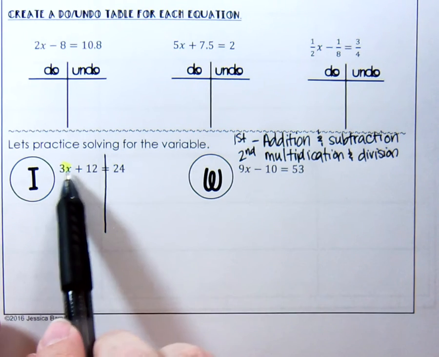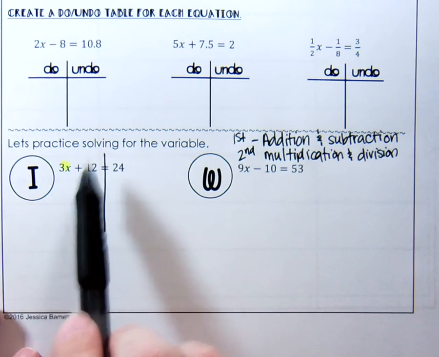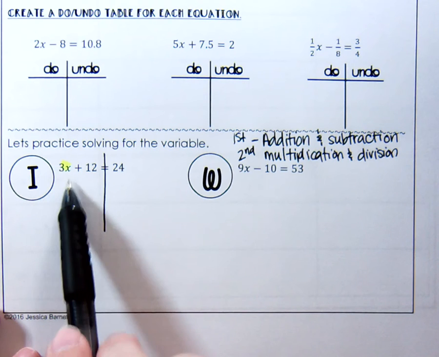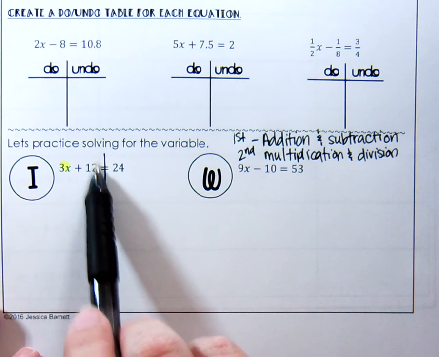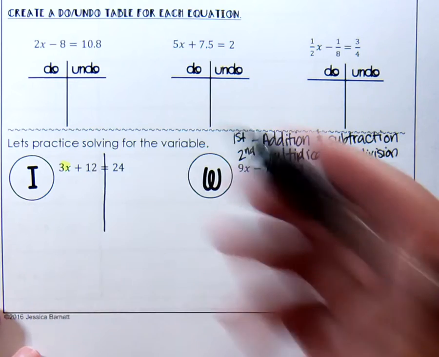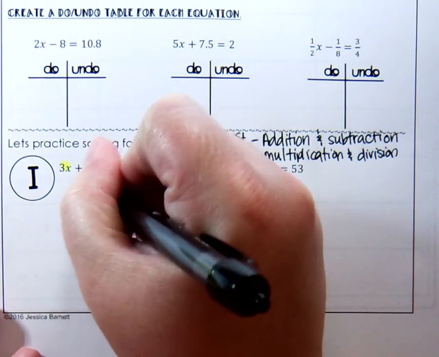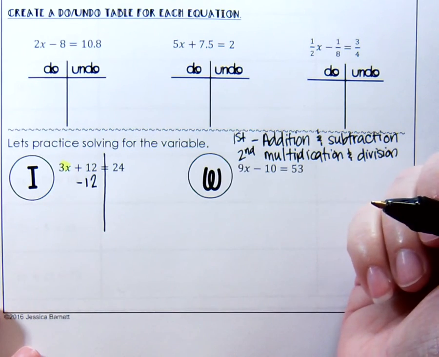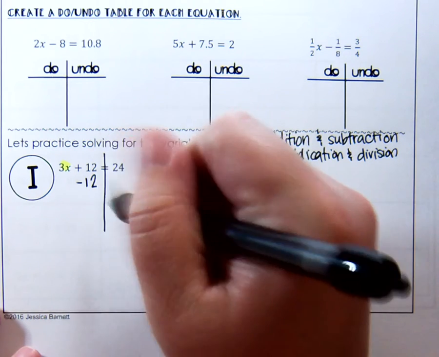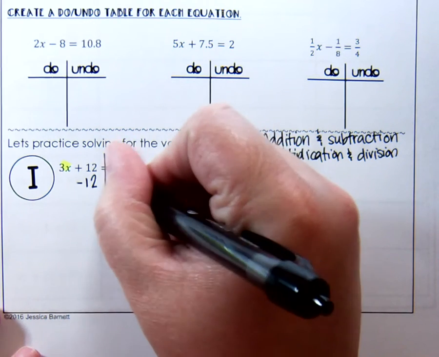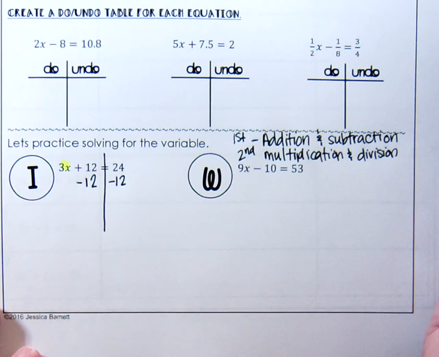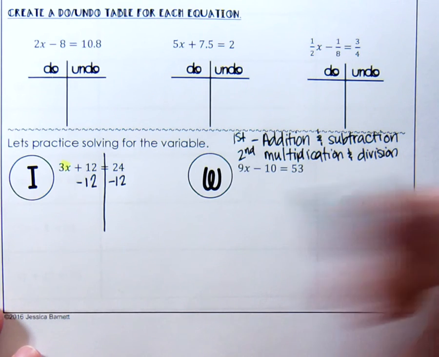I know that 3 is being multiplied times x, and 12 is being added to 3x. So first I need to subtract 12 to eliminate it from this side. That gets me one step closer to getting x by itself. Whatever I do to the left-hand side, I also need to do to the right-hand side. So I subtract 12 from both sides.